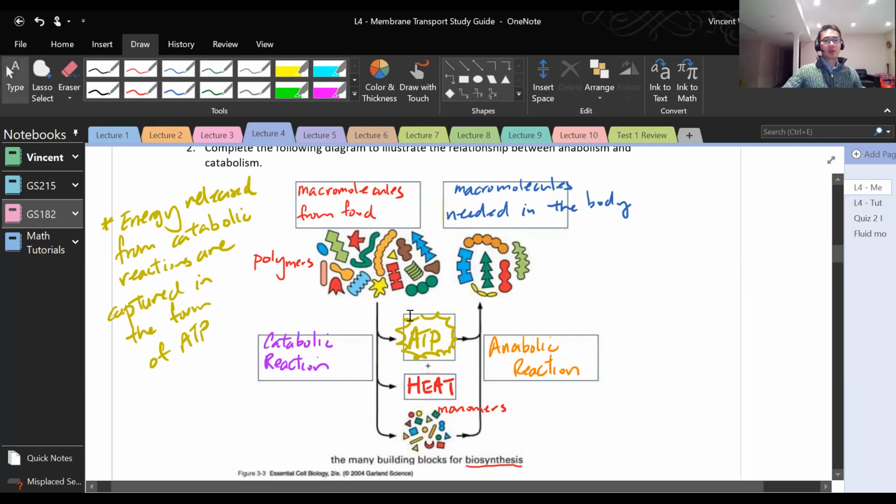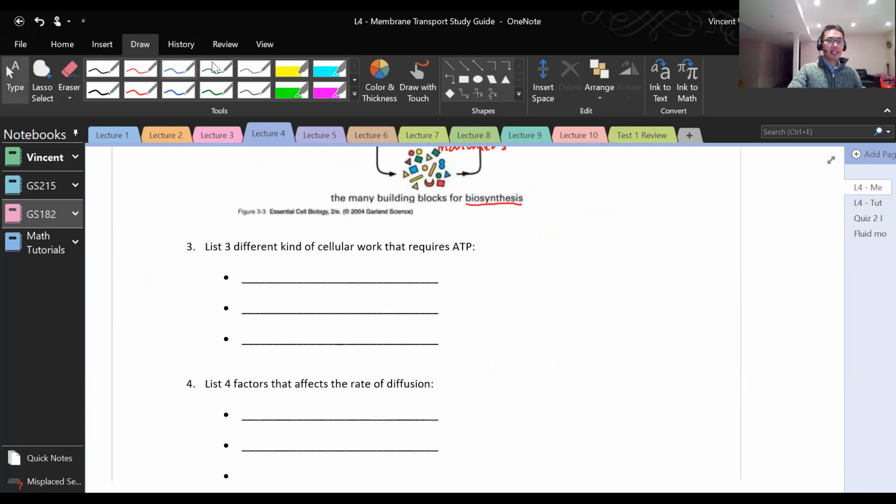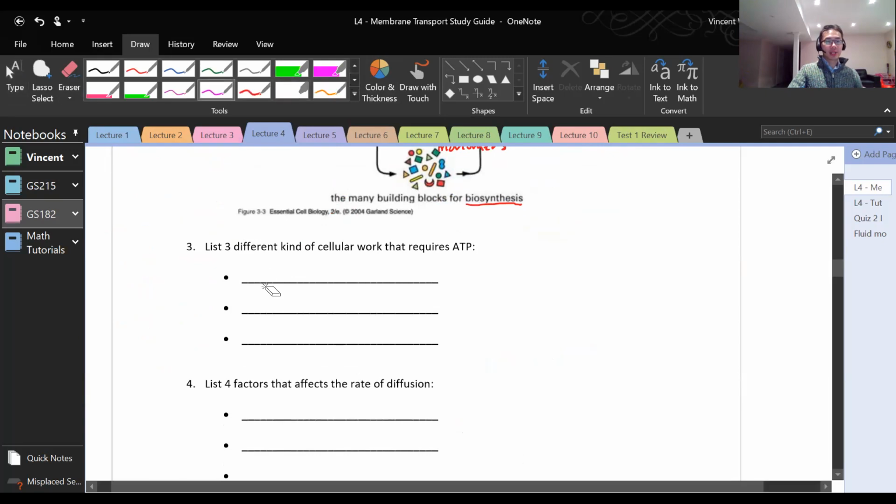Okay, so what else can we use ATP for? Right, so there are 3 different kinds of cellular work that require ATP. The first one is mechanical work. Mechanical work involves physically moving something. Physical movement.